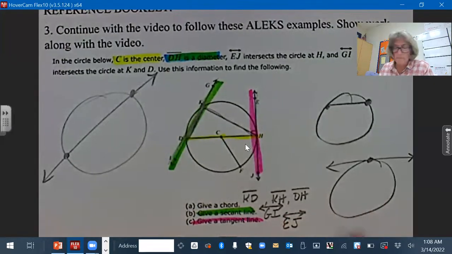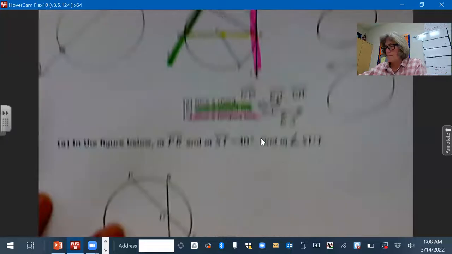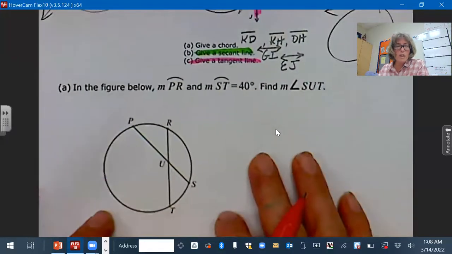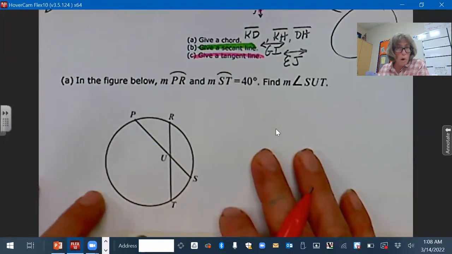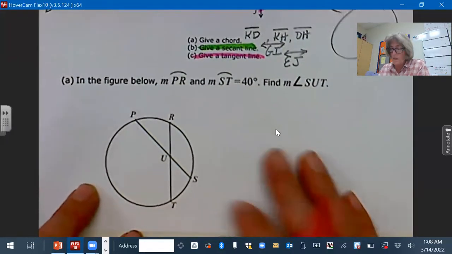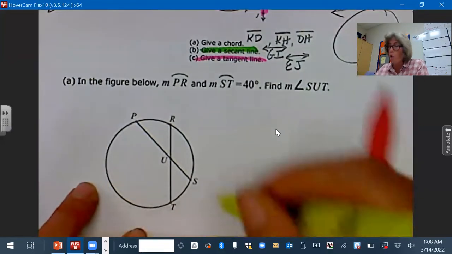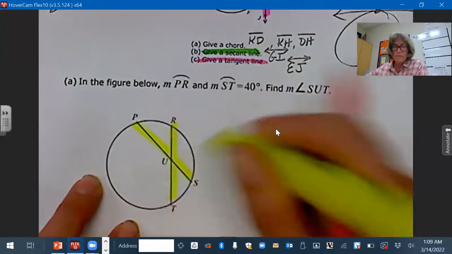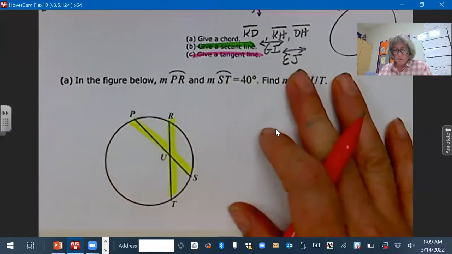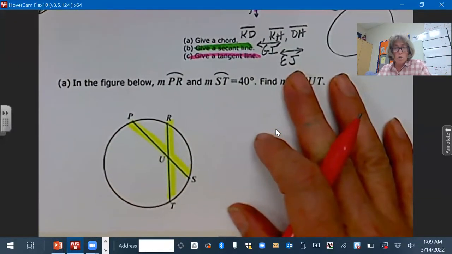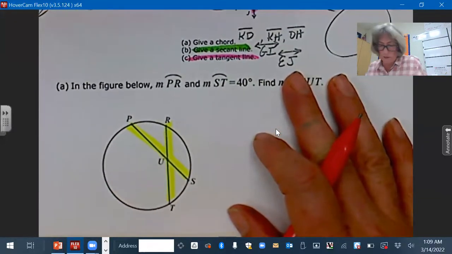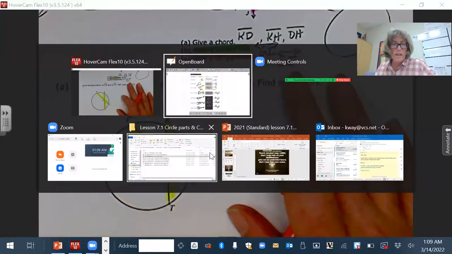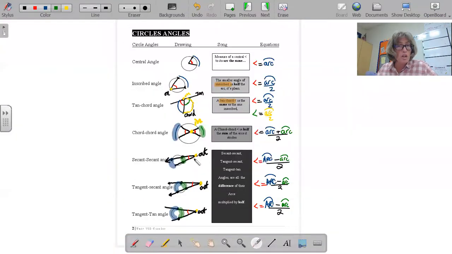That's a tangent. Now we come over here. Step number 1, physically trace the angle you're working with. Just always physically trace it. So we're tracing. Next, you want to go to your reference booklet right here and match it with which of these 7 angles. That's what you're trying to match it with.